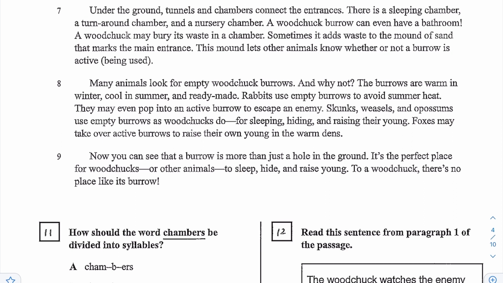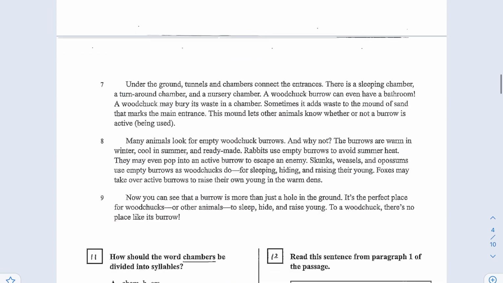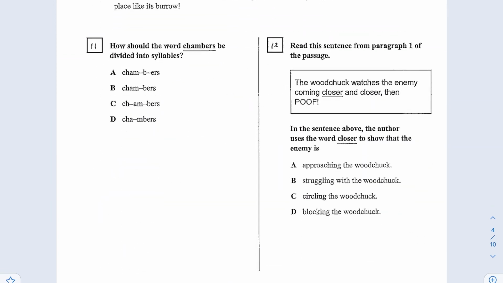Rabbits use empty burrows to avoid summer heat. They may even pop into an active burrow to escape an enemy. Skunks, weasels, and opossums use empty burrows as woodchucks do for sleeping, hiding, and raising their young. Foxes may take over active burrows to raise their own young in the warm dens. Now you can see that a burrow is more than just a hole in the ground. It's a perfect place for woodchucks or other animals to sleep, hide, and raise young. To a woodchuck, there's no place like a burrow. Alright, so after reading this passage, you can answer the questions.